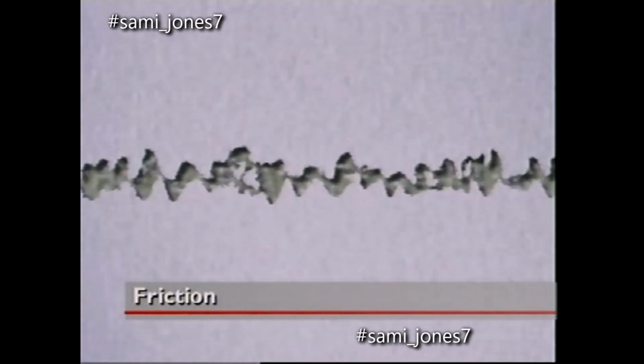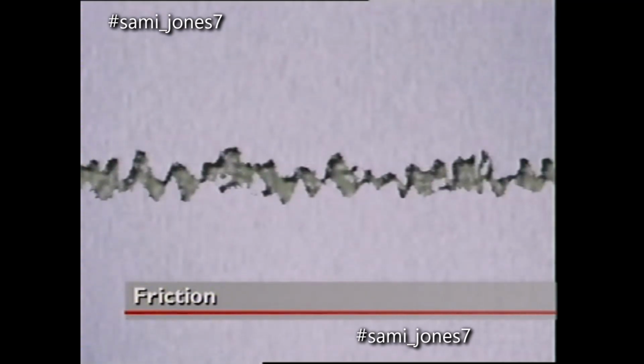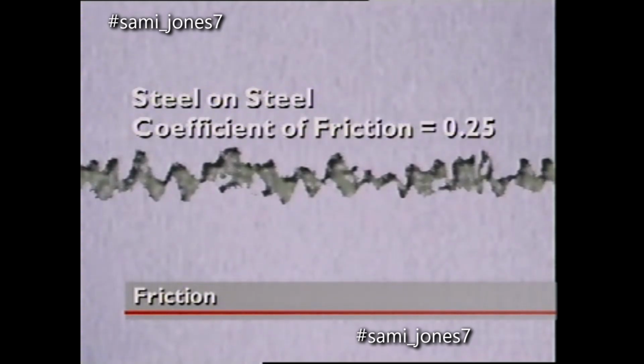Friction can be reduced, but never eliminated. Friction is always measured for pairs of surfaces using what is called a coefficient of friction.